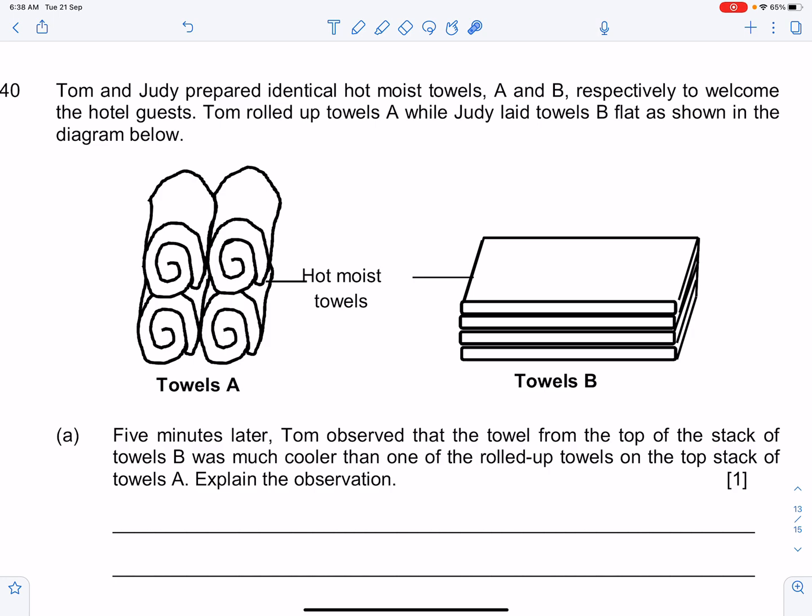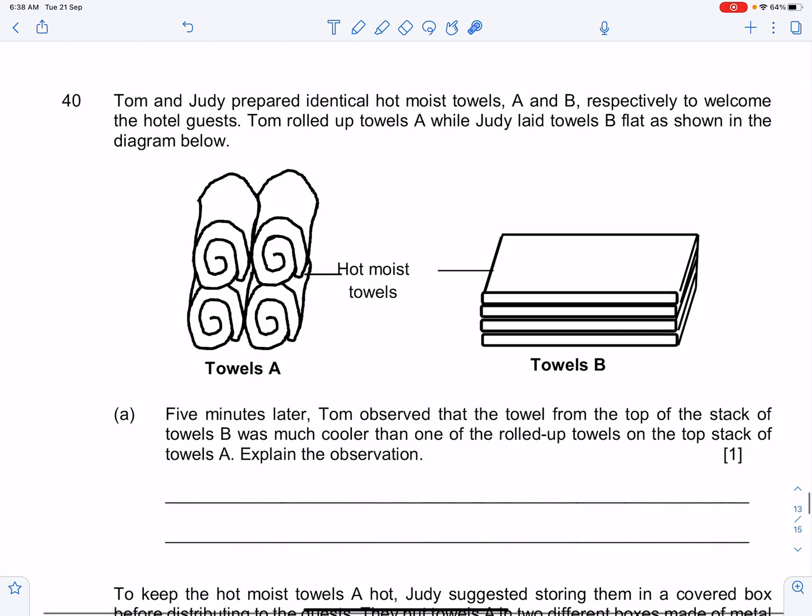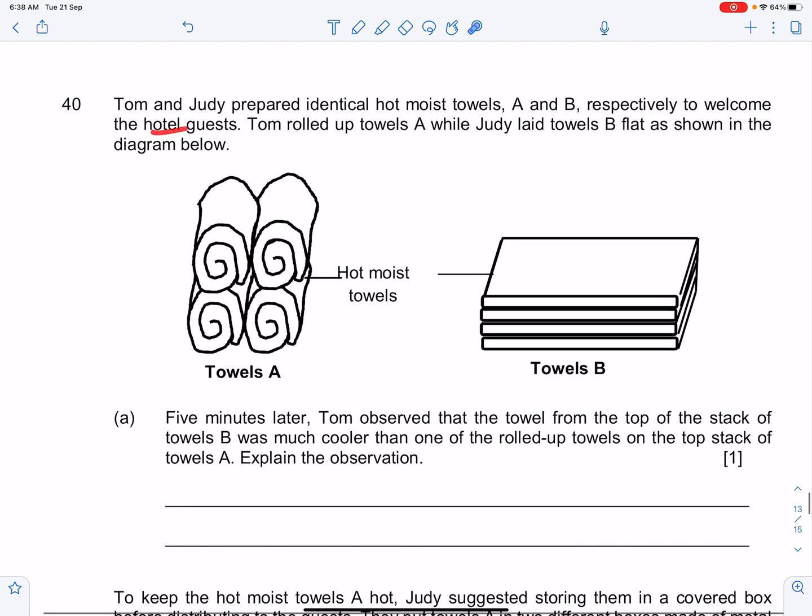Tom and Judy prepared identical hot moist towels A and B respectively to welcome hotel guests. Tom rolled up the towels while Judy laid towels B flat as shown. 5 minutes later, Tom observed that the towel from the top of the stack of B was much cooler than the one that is rolled up on top of towels A. Explain the observation.